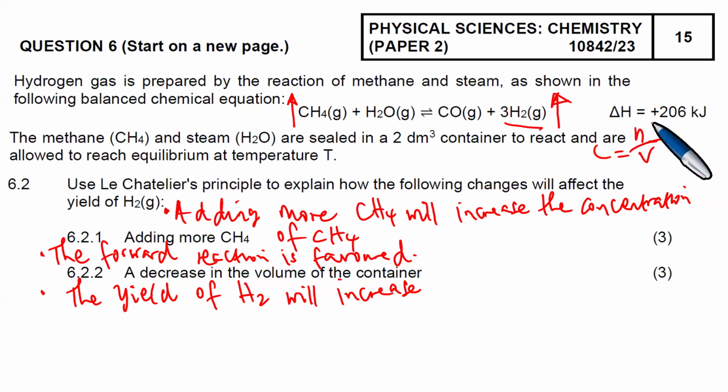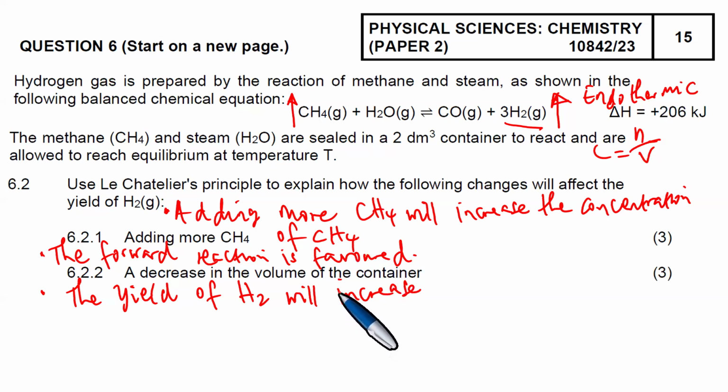The delta H in grade 11, it is very clear that the heat of reaction ensures that as a grade 11 learner, you need to understand that this reaction here is endothermic, because the delta H is plus 206 kilojoules, and therefore it is endothermic. So we're dealing with an endothermic reaction at grade 11 level.